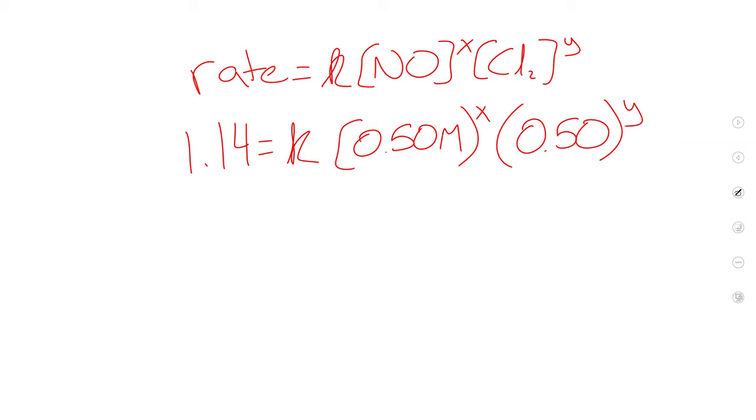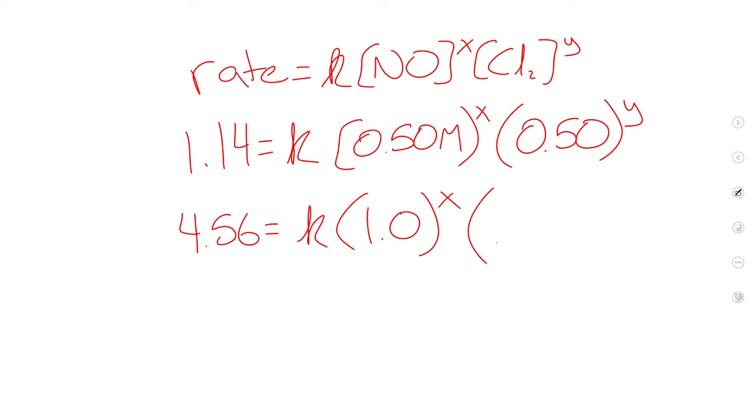So line two was what? Was it 4.56? And that was 1.0 to the X and 0.5 to the Y. We have two algebra expressions, right? Now it's a system of equations. In order to fully solve everything, you're going to need a third one, but this is enough to solve one of those unknowns.